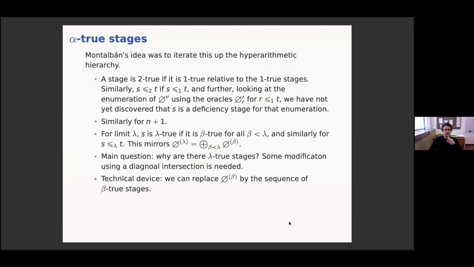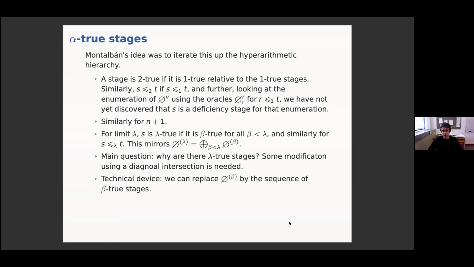And Antonio's idea was that this can be iterated up the computable ordinals. All right, so if I know what one true is, one computing zero jump correctly, what is two true? Two true will be a system of stages which compute zero double jump correctly. And this can be defined inductively.